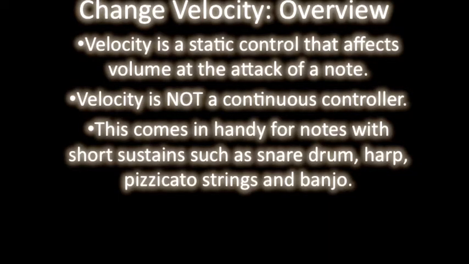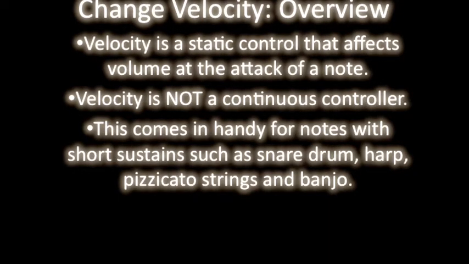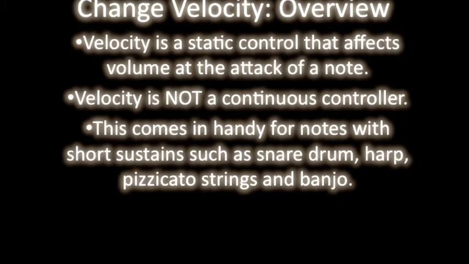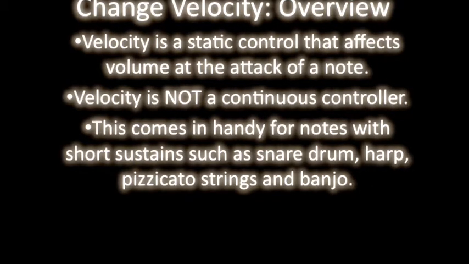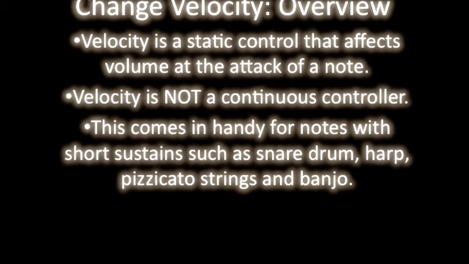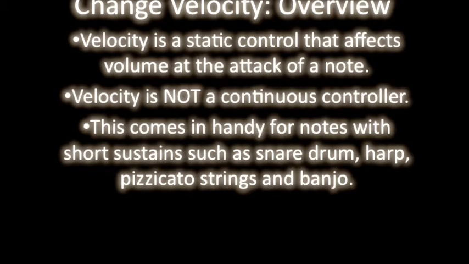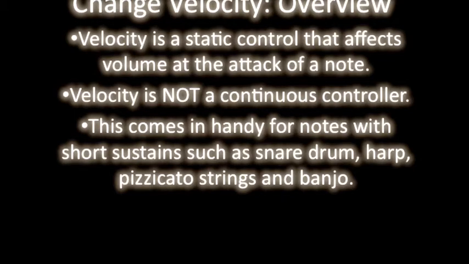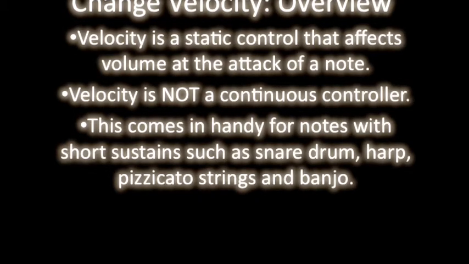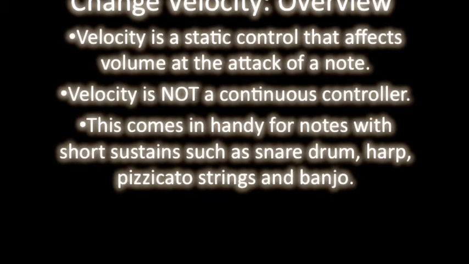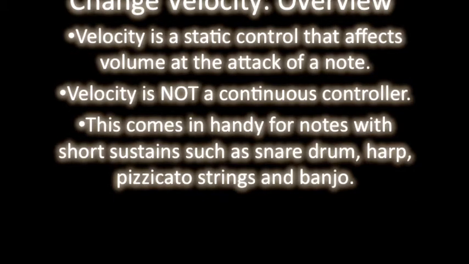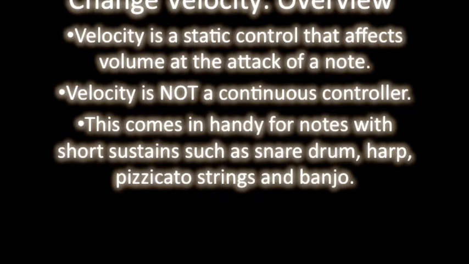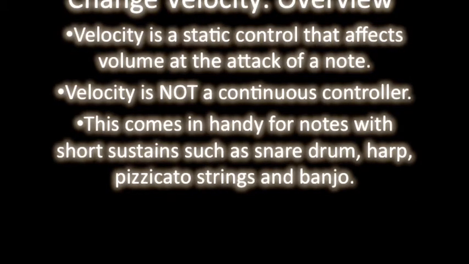Change velocity. Velocity is a static control that affects the volume at the attack of the note. Velocity is not a continuous controller, it solely deals with the attack. Velocity is most effective when applied to notes with short sustains, such as the snare drum, harp, pizzicato strings, and banjo. This unique feature can actually let you grab a group of notes and manually make them each the same velocity that you wish, without dragging up each stem.